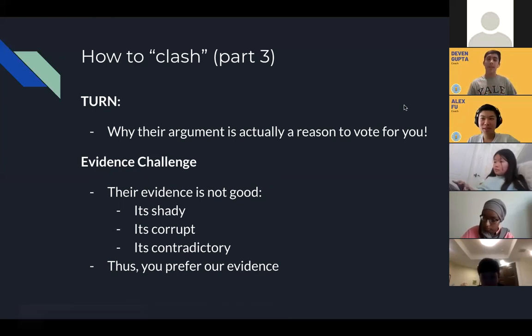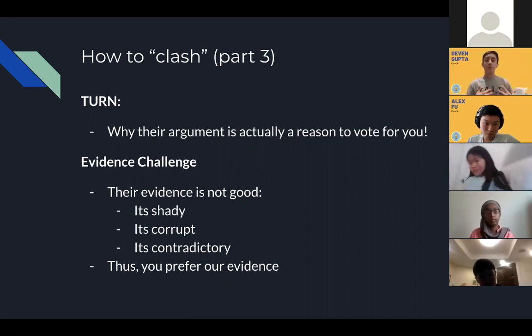Is it not? Evidence challenges. Their evidence, it's basically saying that one piece of evidence is not good because it's either, A, it's shady, it's corrupt, or you have to know the author or the methodology of the study that they're citing. And it's basically saying their evidence is shady, thus you prefer our evidence, which directly contradicts theirs.